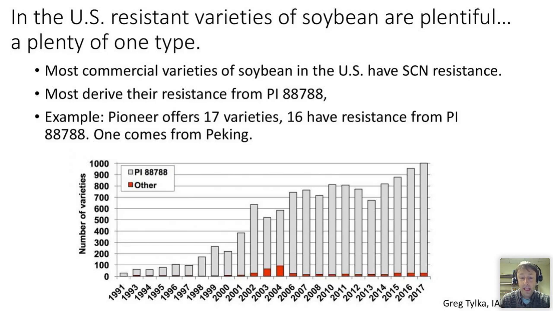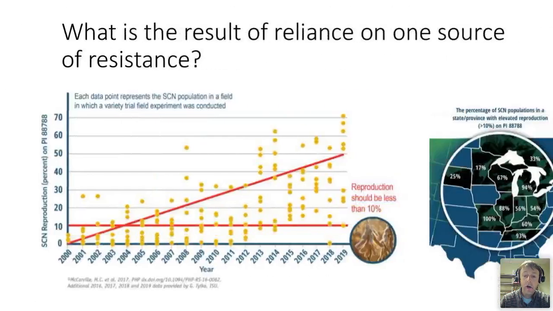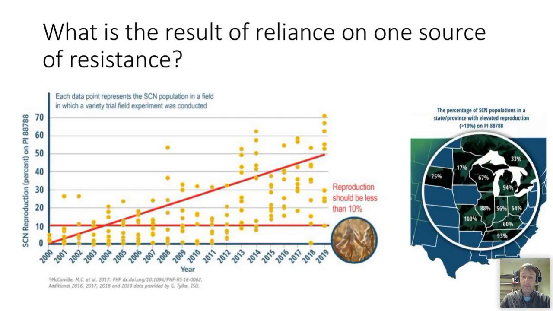And so you can imagine what can happen if we use the same genetic background year after year after year. Well, just like with herbicide-resistant weeds, the nematodes can evolve to be able to combat this SCN resistance. And now we're seeing more and more of these SCN populations that can reproduce on 88788.